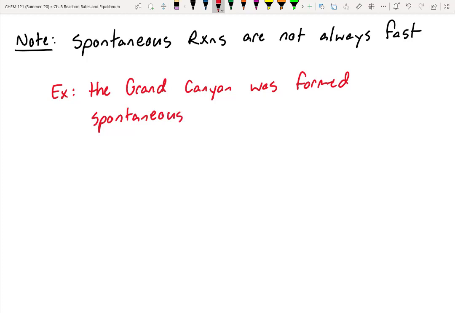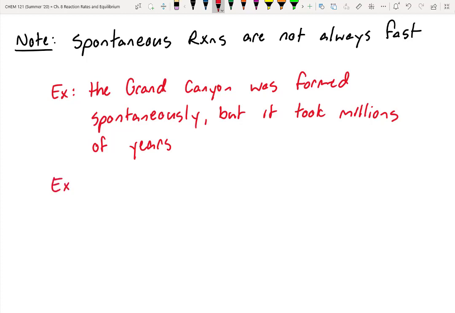If you imagine the Colorado River, millions of years ago it was up much, much higher. And then over time, it's kind of working its way down, which is what's digging the canyon out. But it took millions of years. So yes, it's getting lower in energy. It's releasing energy in that process. But it takes a long, long time. Another example is I am spontaneously decomposing.